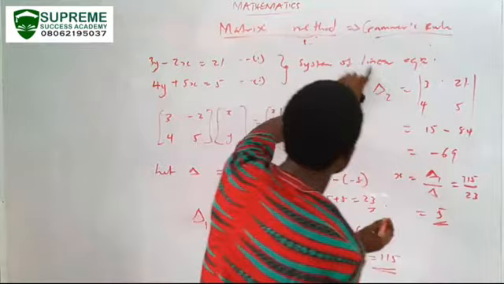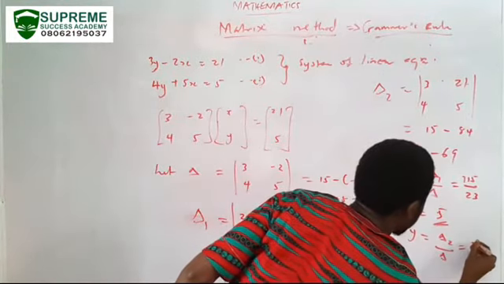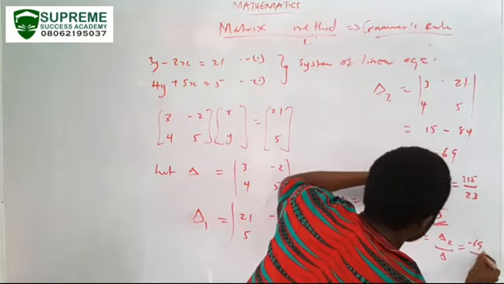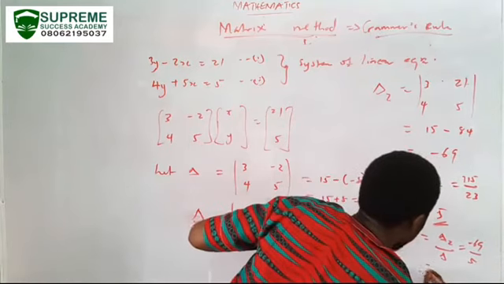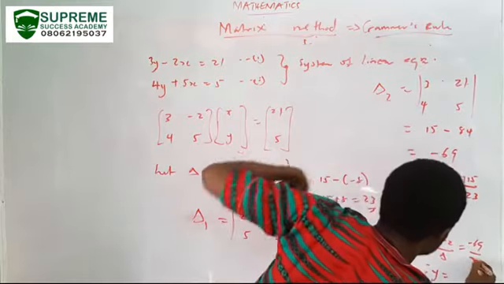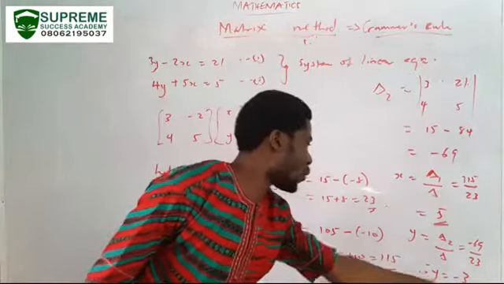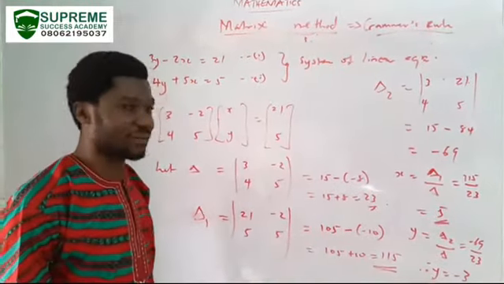Can you see? Good. So what is y? Y equals delta 2 divided by delta. And what is that? What is delta 2? Minus 69 divided by 23, please. That's minus 3. Can you see? It's the same thing. X equals 5 and y equals minus 3 in every case.